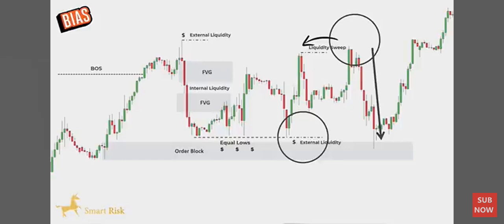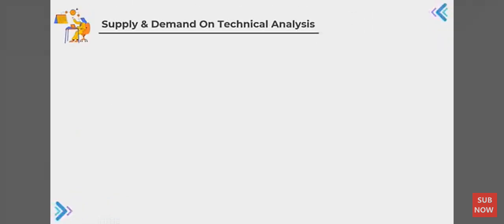Now let's move to the next concept in the technical analysis: identifying supply and demand zones.